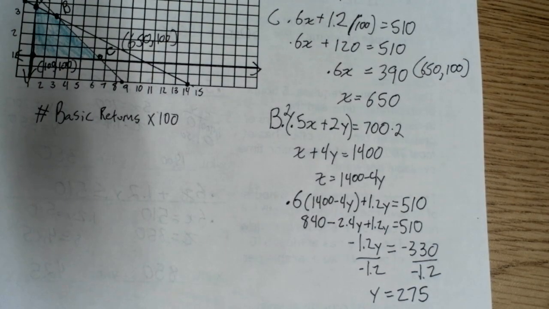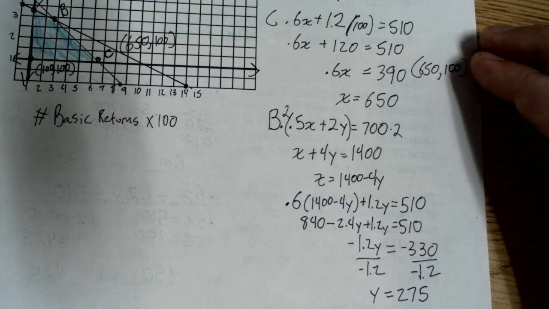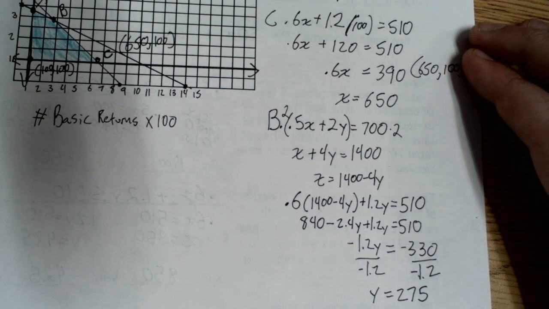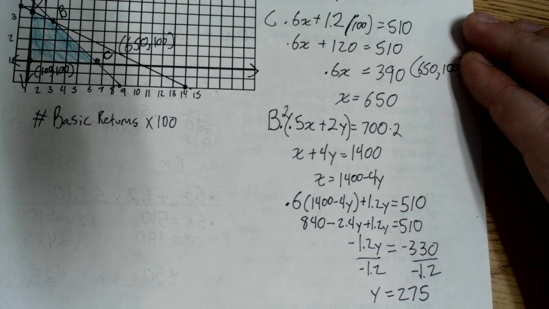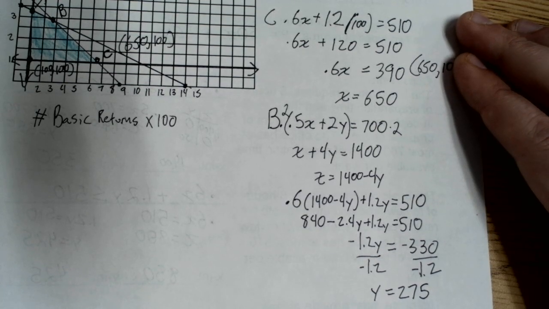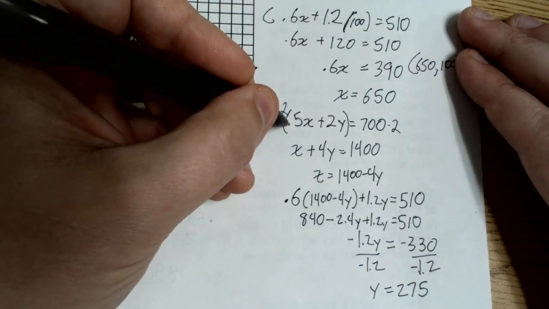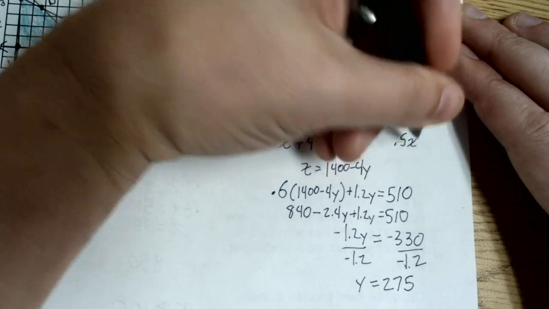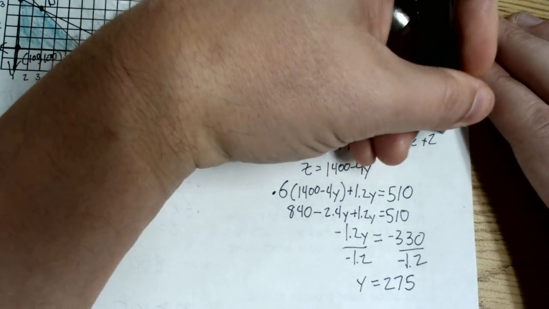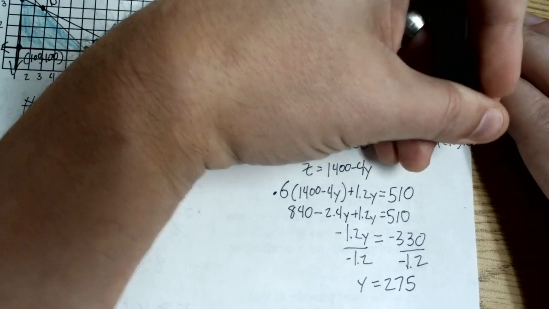So once I've got that 275, I'm going to plug that into either equation really, as my y value, and solve for x. So let's put that in for 0.5x plus 2y. So 0.5x plus 2 times 275 equals 700. And I'm running out of room there.